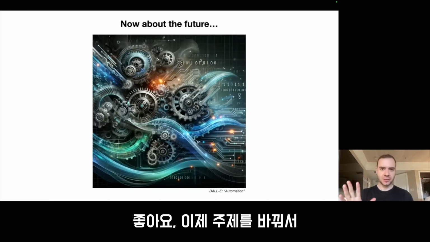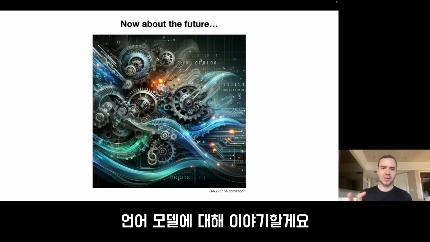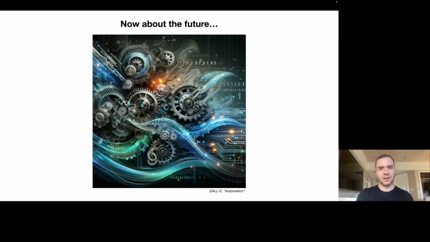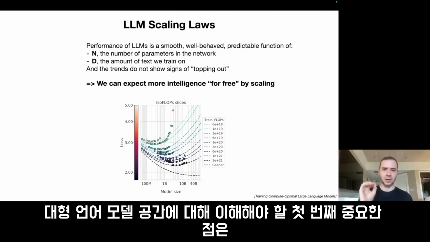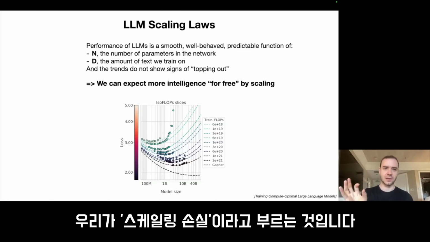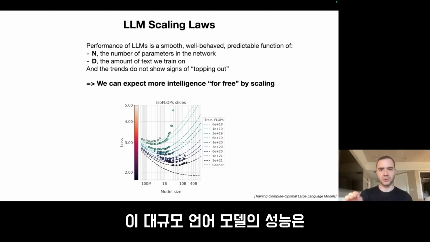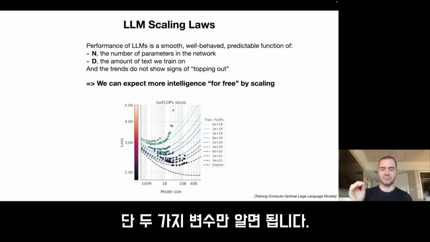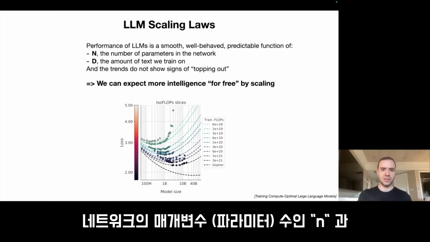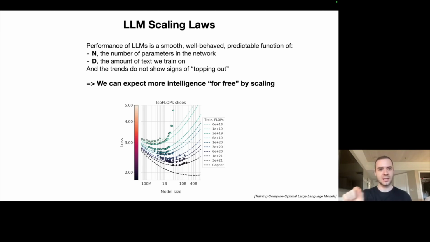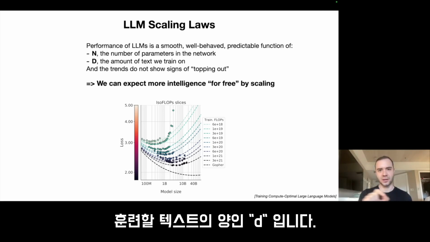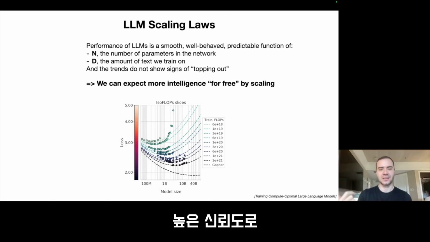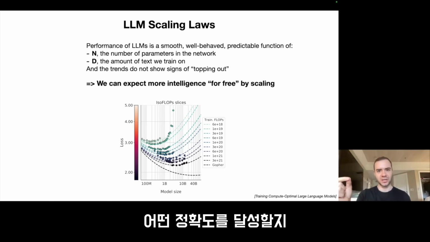Okay, so now I'm going to switch gears and we're going to talk about the language models, how they're improving, and where all of it is going in terms of those improvements. The first very important thing to understand about the large language model space are what we call scaling laws. It turns out that the performance of these large language models in terms of the accuracy of the next word prediction task is a remarkably smooth, well-behaved, and predictable function of only two variables. You need to know N, the number of parameters in the network, and D, the amount of text that you're going to train on. Given only these two numbers, we can predict with a remarkable confidence what accuracy you're going to achieve on your next word prediction task.